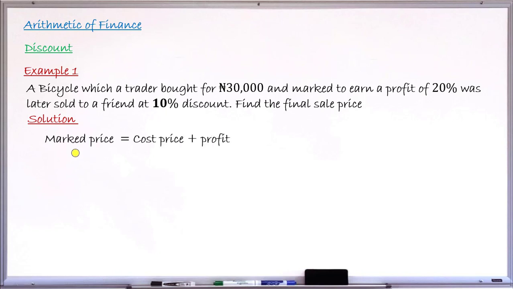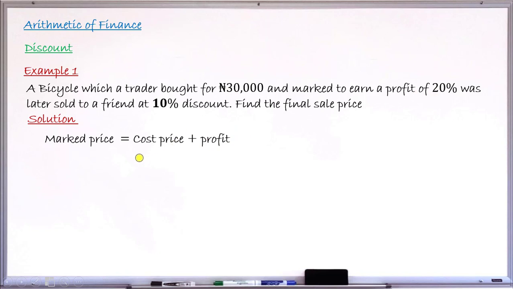So what we now do is find the market price. That is the price at which he intended to sell the bicycle, which has a 20% profit in it. The market price is given by this simple formula: cost price, that is 30,000, plus the profit he intended to make, that is 20% of the cost price.